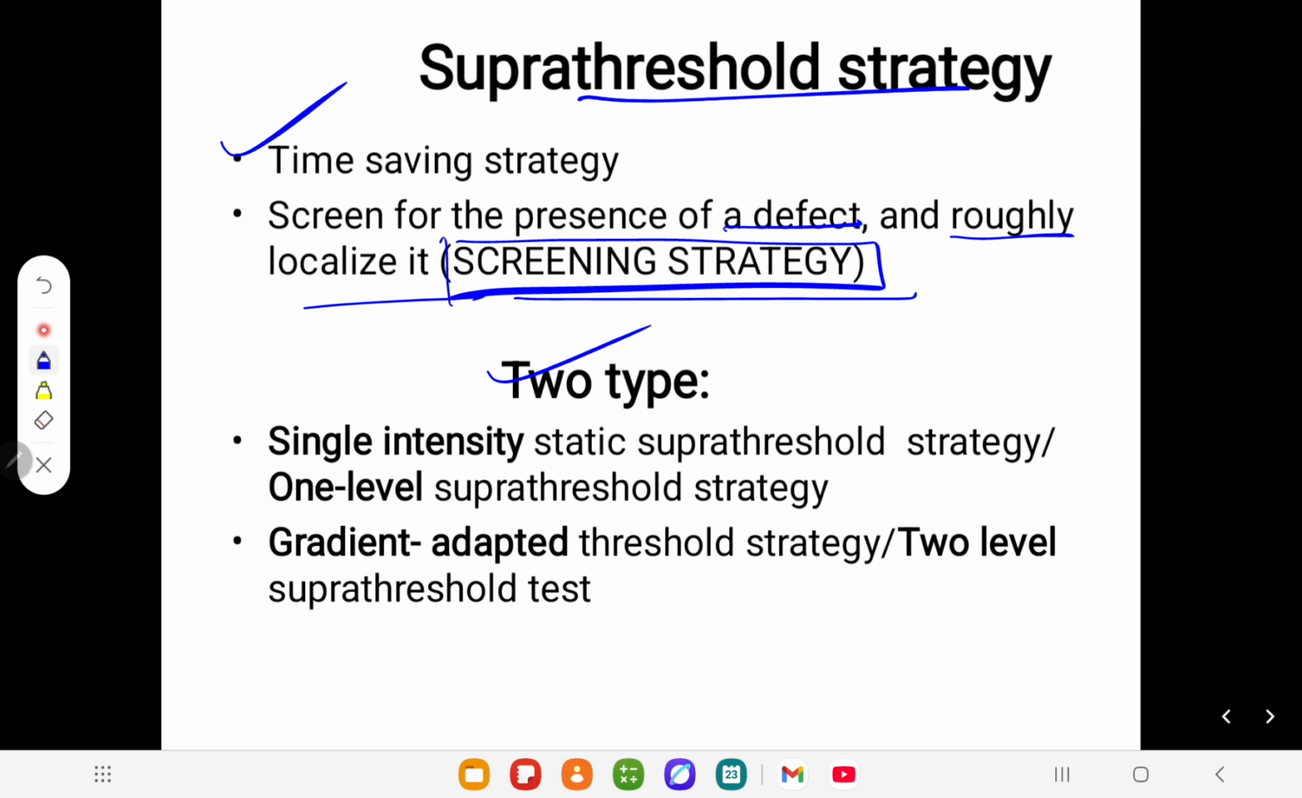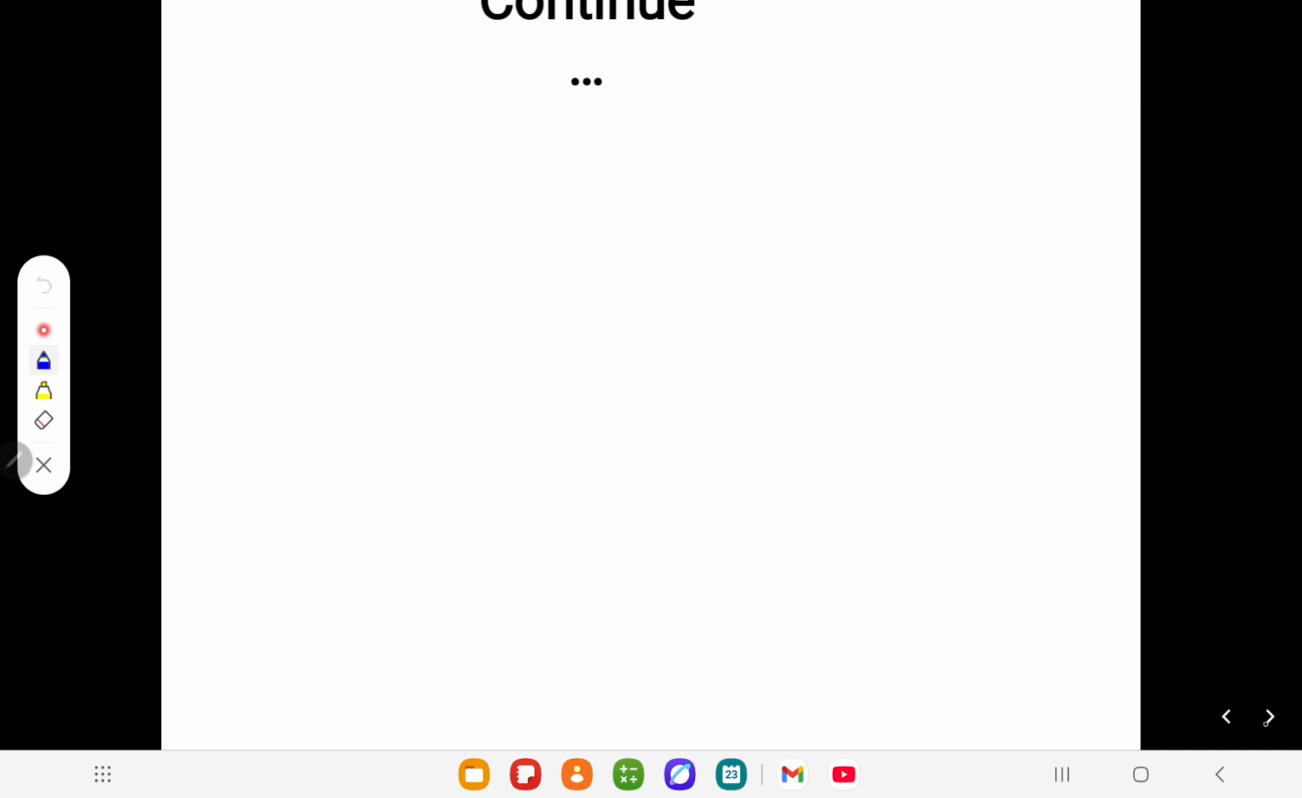Okay, so there are two types of suprathreshold: single intensity and gradient adaptation. Single intensity means static suprathreshold strategy, a one-level suprathreshold strategy. You put one level of suprathreshold only. Then gradient adapted threshold strategy means a two-level suprathreshold strategy.